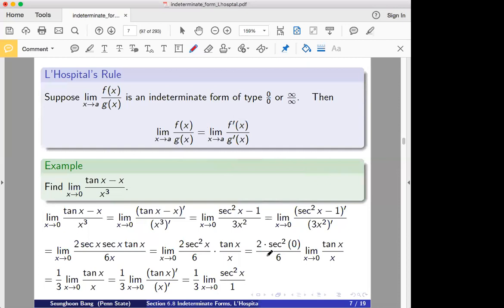Just 1/3 plus the limit of secant squared of x over 1. The same: you plug 0 into x. Secant of 0 is 1, and 1 squared equals 1. So we have 1/3 times 1, which is 1/3. This is the whole idea for solving this problem. So far so good? It's good? Okay.